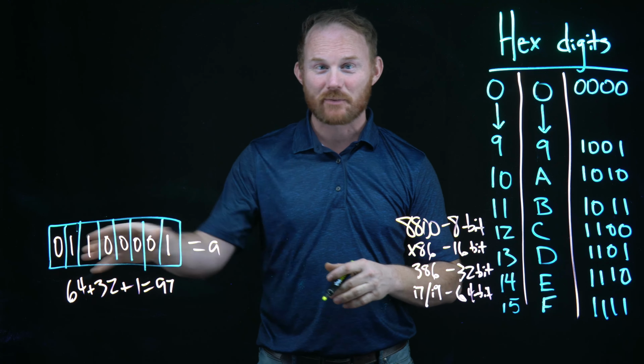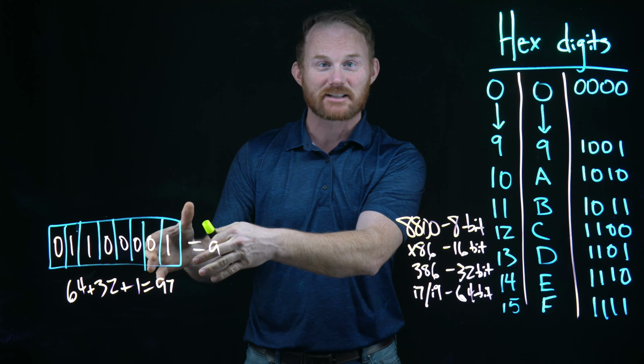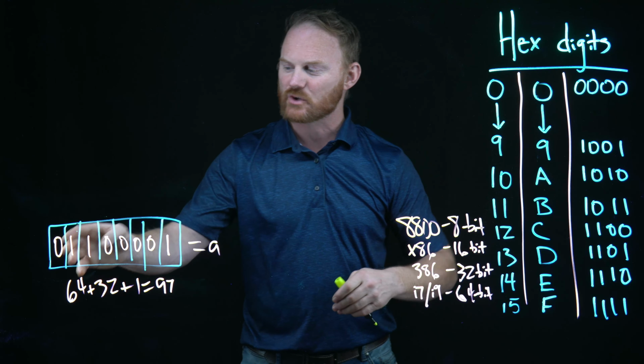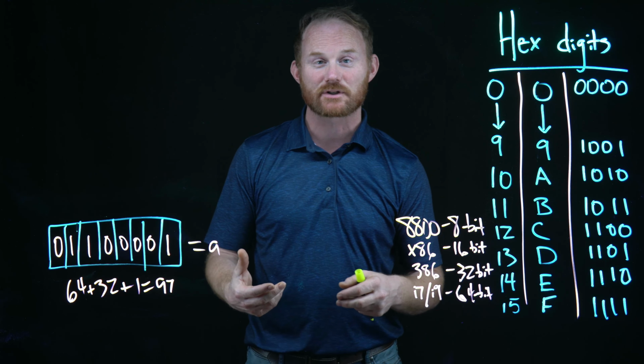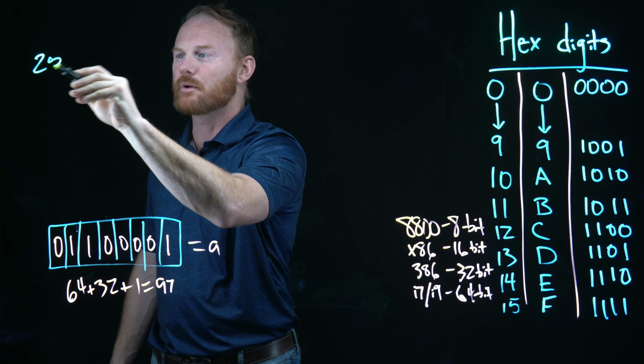How many possibilities did we say there are in this 1 byte? These 8 bits that we have here. It was 2 to the 8th power, because we have 8 slots and there's only 2 digits per slot. All right? So there are 256. I'll put that up here.